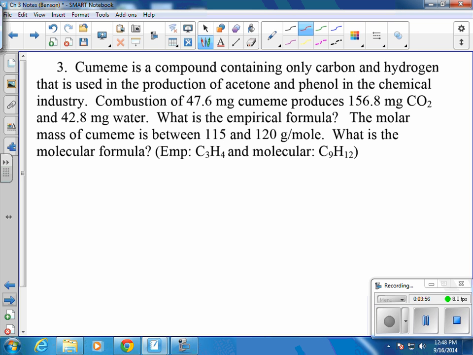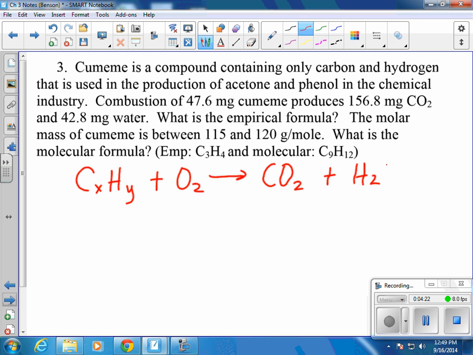Okay, so the last one that I have here is cumene, a compound containing only carbon and hydrogen that is used in the production of acetone and phenol in the chemical industry. It's a combustion reaction. So the first thing is we know that we have carbon, we don't know how much. We have hydrogen, again we don't know how much, but it tells us it's a combustion reaction. All combustion reactions are going to give us carbon dioxide plus water. Okay, let's go back up and write down what we're given.